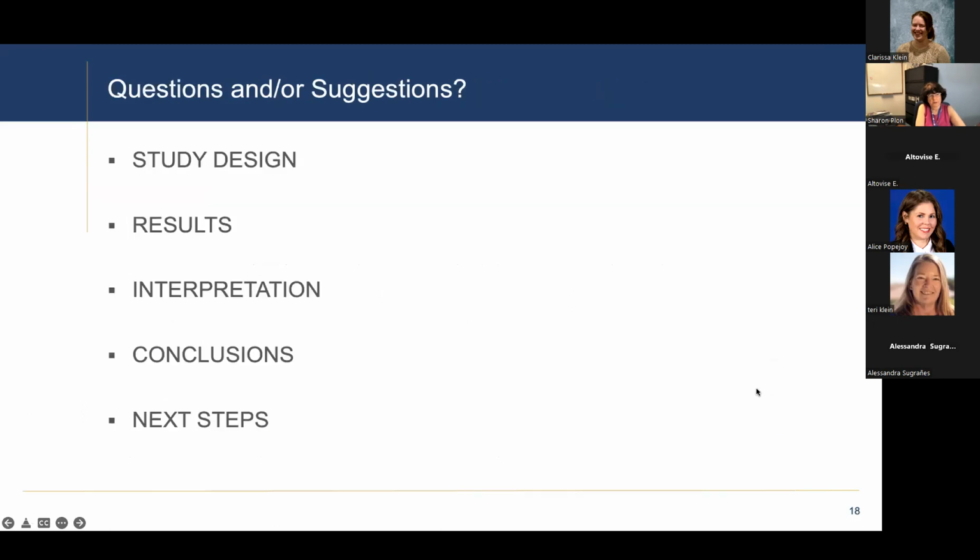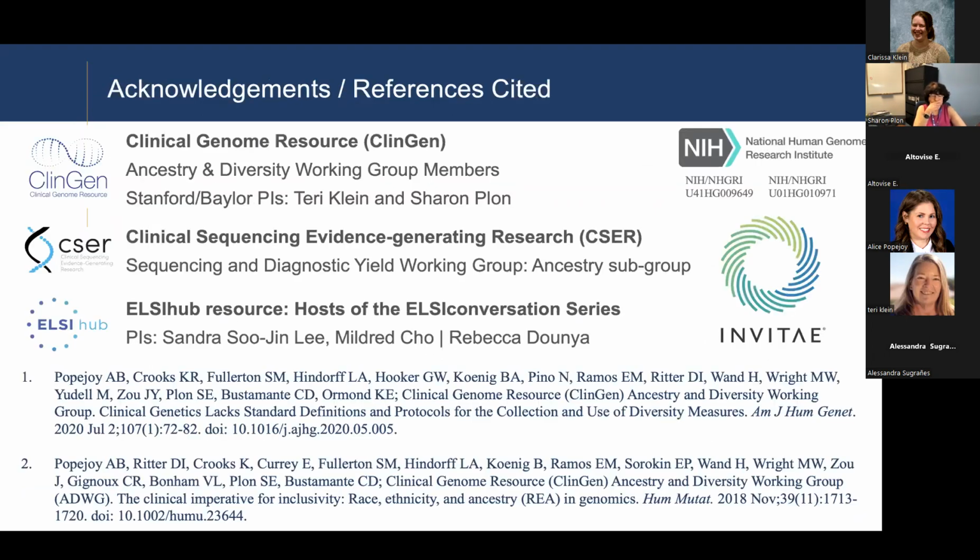So in our discussion, we're happy to take questions or suggestions for any and all of the above: our study design, our results, the way we're interpreting it, and our conclusions. We could also discuss next steps if anyone has ideas or data sets or things that you want to see from this data that we could put in the manuscript. We'd love to hear from you.